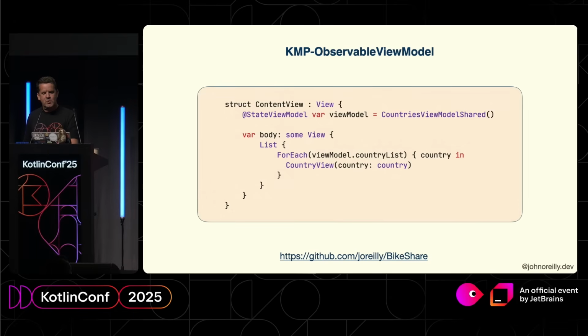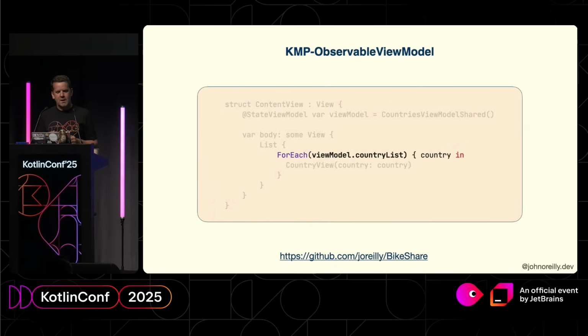And this is how that's consumed in SwiftUI in the iOS client. We instantiate the view model we saw in the previous slide, using the @state view model property wrapper provided by the KMP observable view model library, which then allows that country list state flow from the view model to be observed directly here as a Swift property. And any change to that will cause our UI to be recomposed.